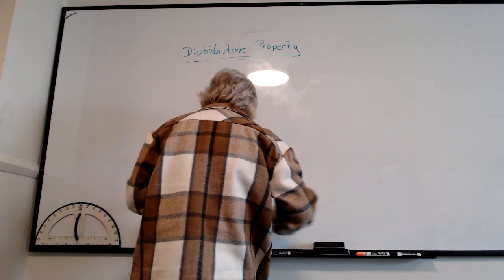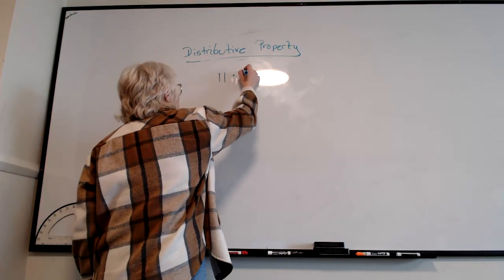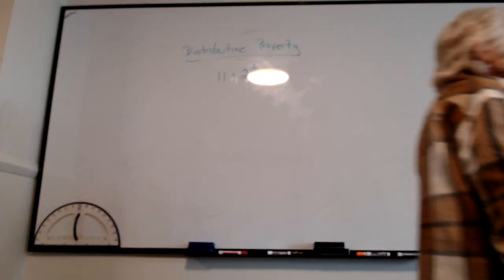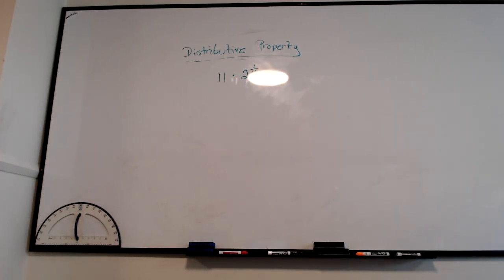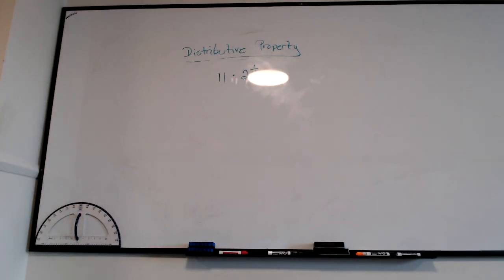Let's look at this problem. Okay. 11, that's a whole number, times a mixed number, correct? Everybody look at that? Okay. How else could I write 2 1/4? Can I write it as the sum of something? What does 2 1/4 mean? If I were to measure it, how would I measure it?